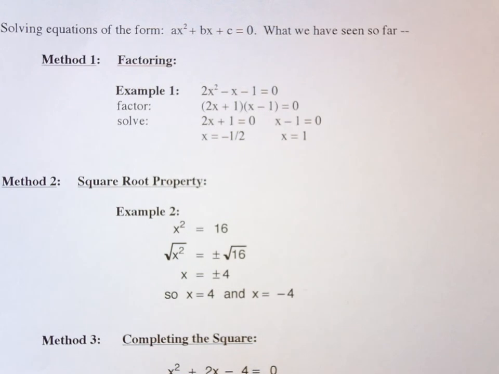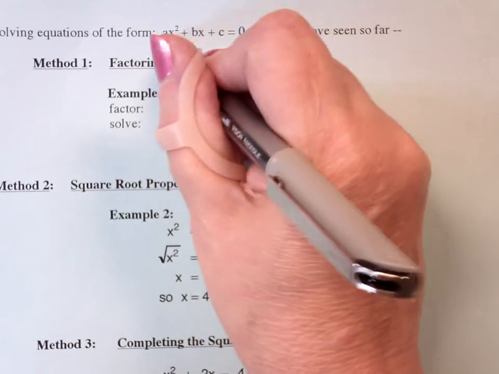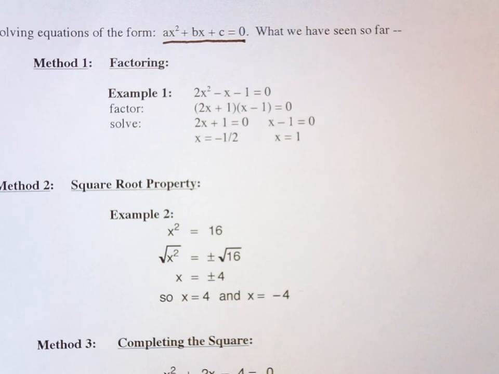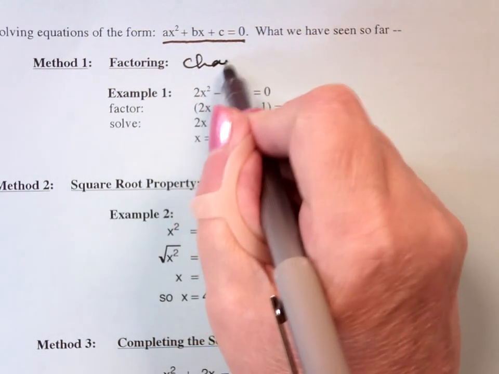Methods for solving equations of the form ax squared plus bx plus c equals 0. So far we have seen factoring. That was chapter 6.